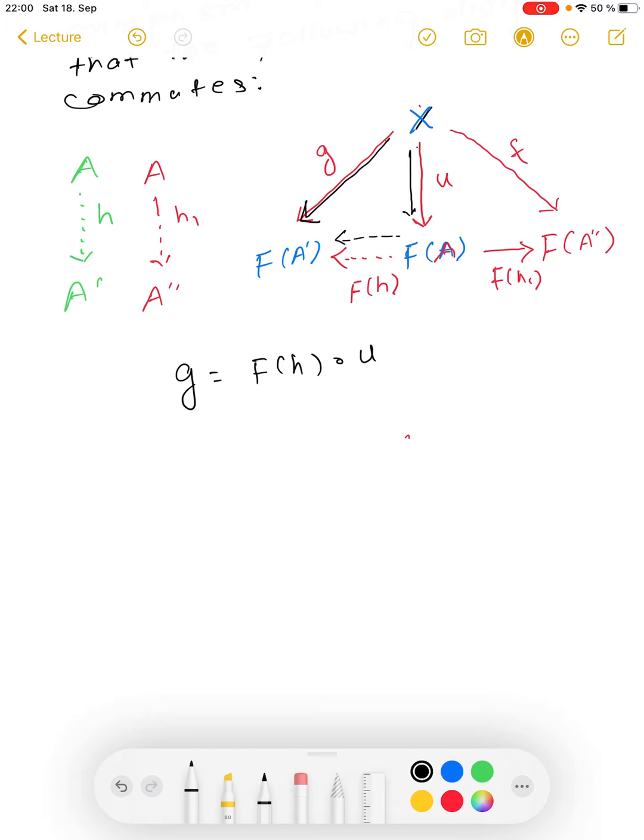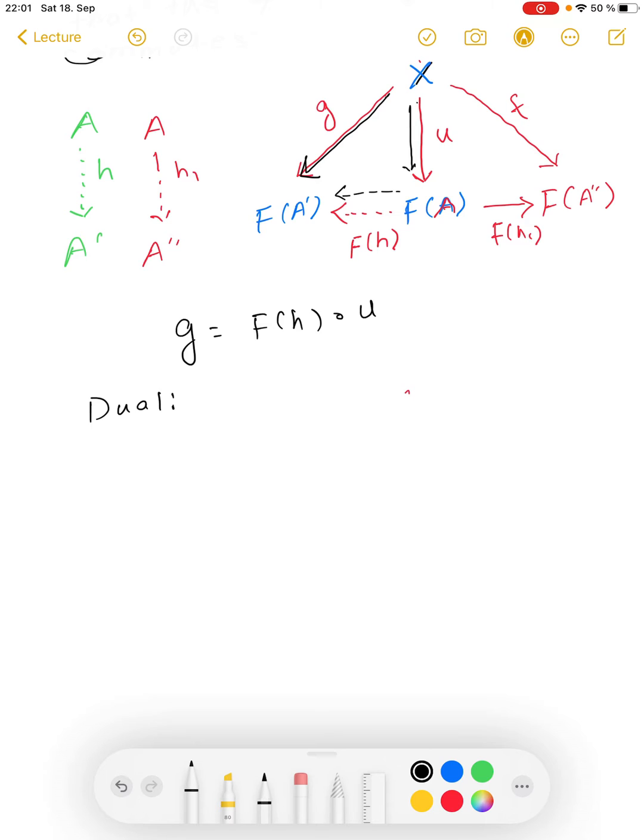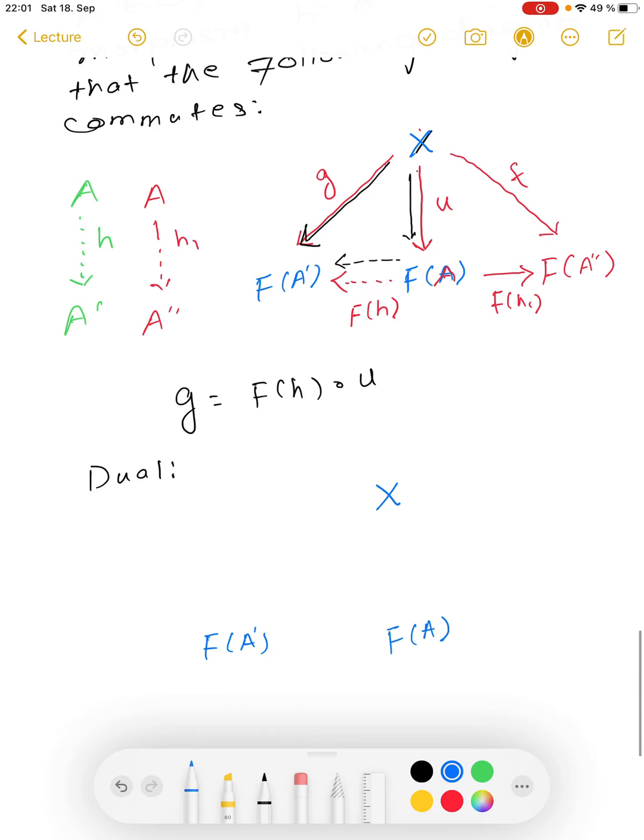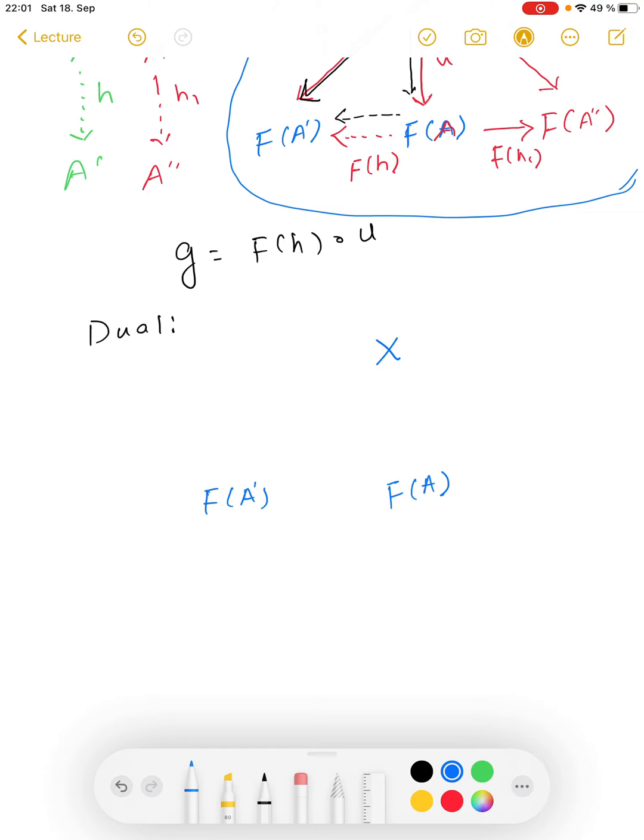In category theory, you know that we can take the dual of a category. And what happens in the dual category? All the arrows are reversed. So we can take the dual of this, and what will be its dual? In the case of dual, if we have, let me say, x here, and fa is here, and fa prime is here, then in the dual concept, all the arrows in this diagram will be reversed. So what will happen in dual?